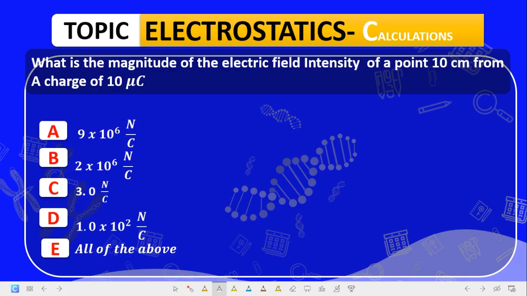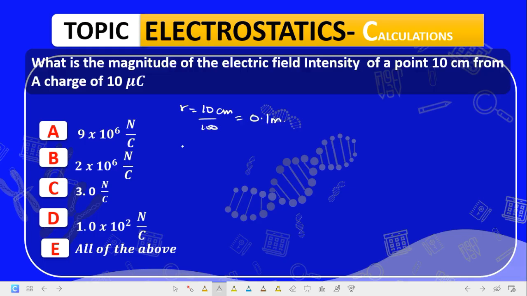Now the next question: what is the magnitude of the electric field intensity at a point 10 centimeter from a charge of 10 microcoulomb? First of all, let's take our parameters. We have 10 centimeter. Now divide both sides by 100. This gives us 0.1 meter.